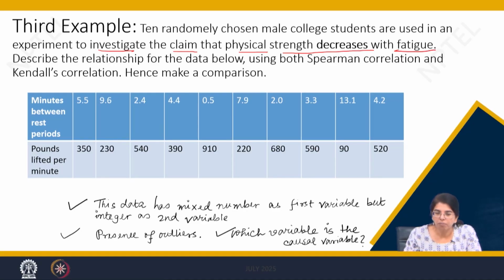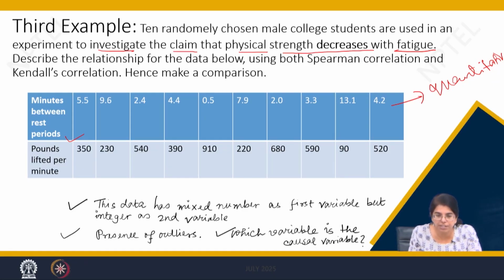Here also two variables are given: minutes between the resting period, and the other is pounds lifted per minute. Clear? Now what are these observations? These observations are quantitative. In case we want to use Kendall's tau rank correlation to gauge the association between these two, then we have to convert these observations into rank, right? These are not given in rank, so you have to make the rank.